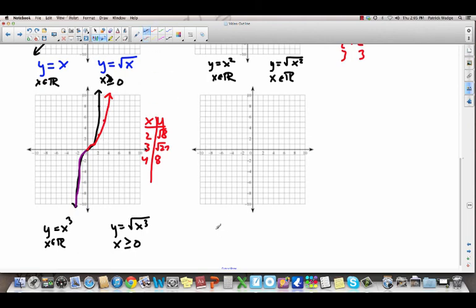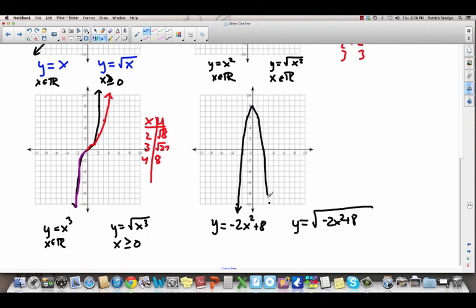Okay, last one. Y equals negative 2x squared plus 8, and then y equals the square root of negative 2x squared plus 8. So this has a vertex at (0, 8), and it faces down, and the step pattern would go over 1, down 2, over 1, down 6, over 1, down 10. So down 2, down 6, down 10. Good luck to me drawing this. Not too bad. All right, good enough. So that's this one here.